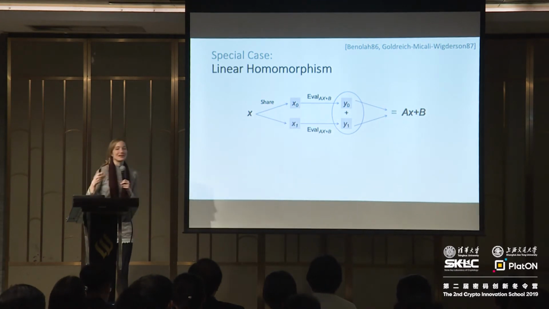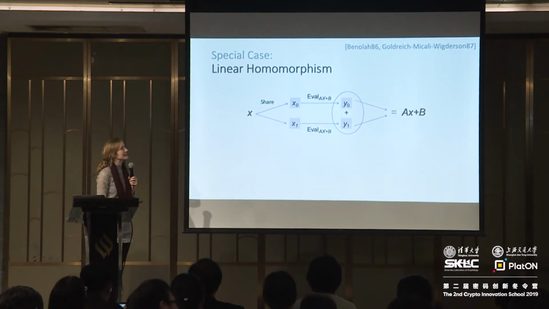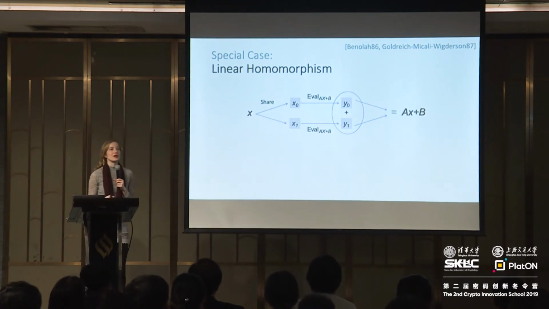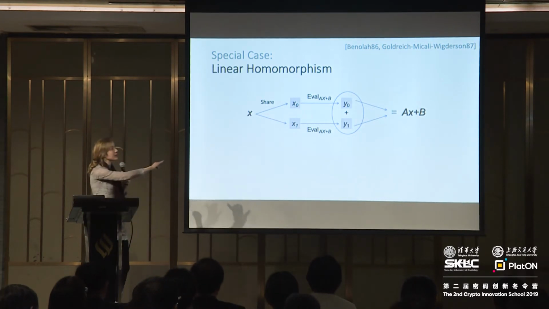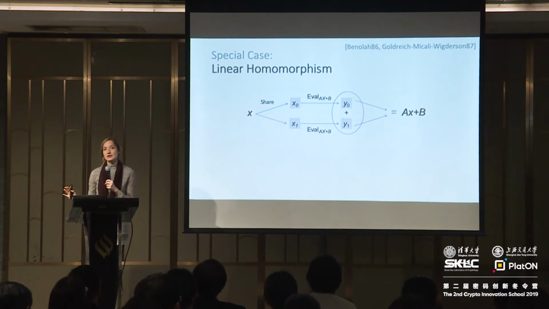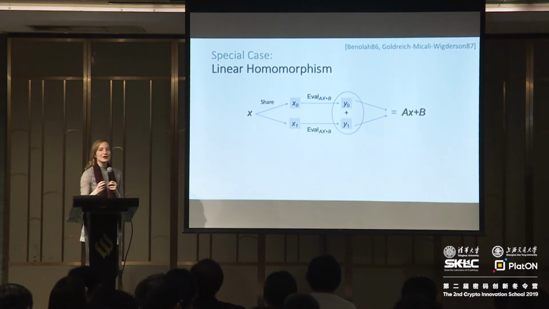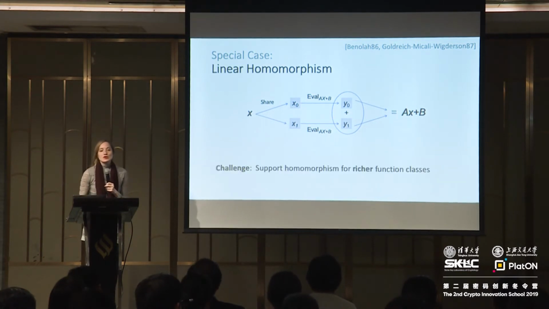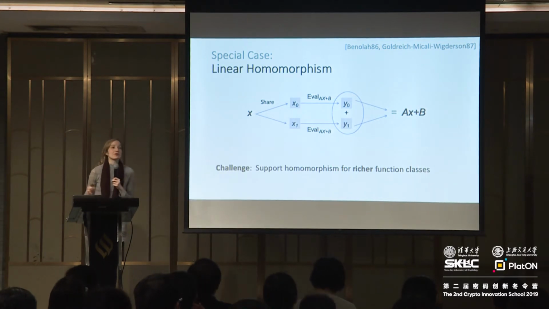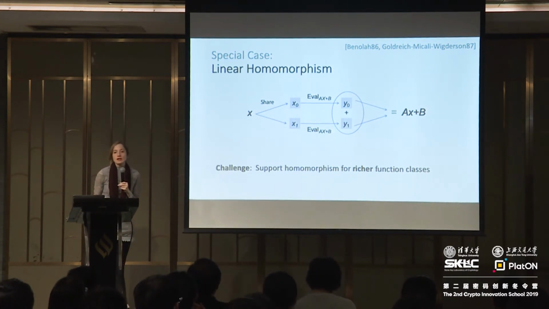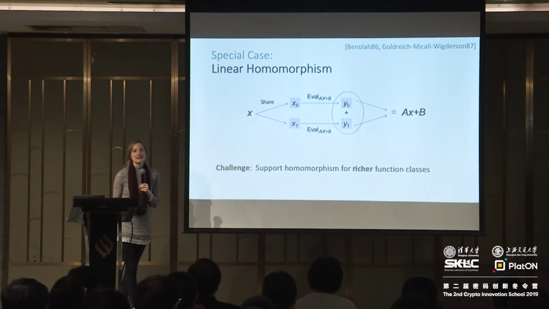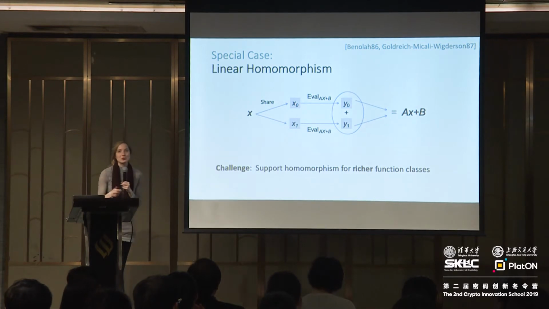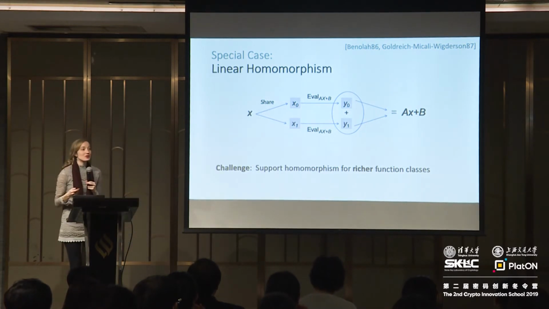And this is something that was observed back in the 80s and actually sits at the core of a lot of existing techniques for secure computation. Okay, and here, by the way, you don't need any computational assumptions. You can get perfect security with linear homomorphism. So the challenge, and loosely when I refer to homomorphic secret sharing, I'm going to be talking mostly about trying to support homomorphism for richer function classes. And then things become much more challenging and more interesting.